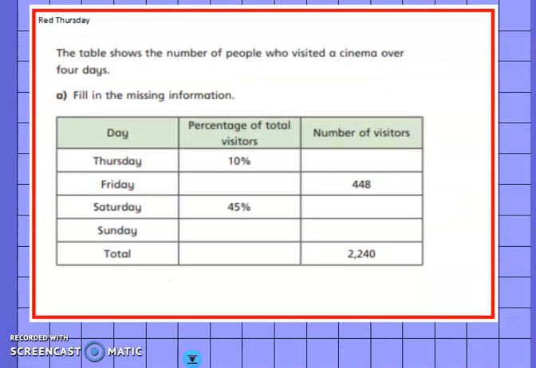For the red one, you need to look at the table, and it shows you the number of people who have visited a cinema, and then you need to fill it in. Start by looking at your total. Your number of visitors will have to add up to 2,240, and obviously your total here in percentages, you can't go past 100%. So you'll have to have 100 in that box.